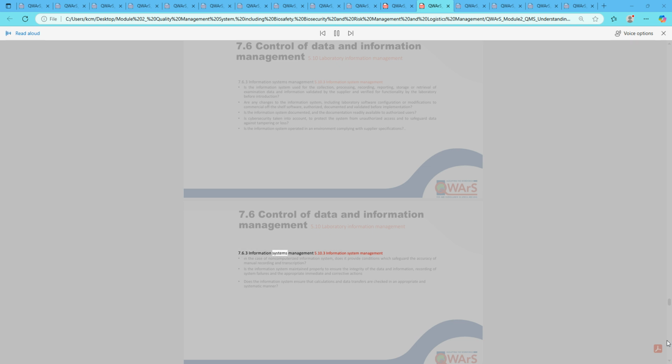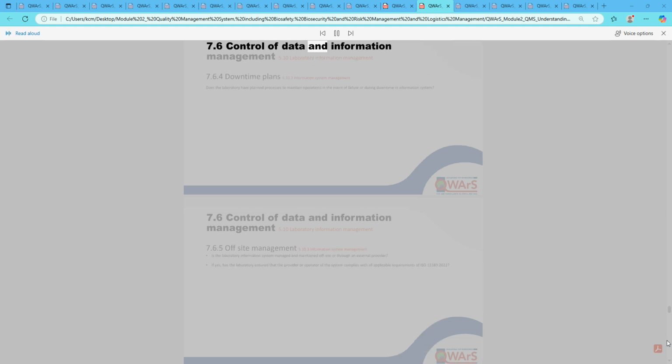7.6.3 Information Systems Management. 5.10.3 Information System Management. In the case of non-computerized information system, does it provide conditions which safeguard the accuracy of manual recording and transcription? Is the information system maintained properly to ensure the integrity of the data and information? Recording of system failures and the appropriate immediate and corrective actions. Does the information system ensure that calculations and data transfers are checked in an appropriate and systematic manner?